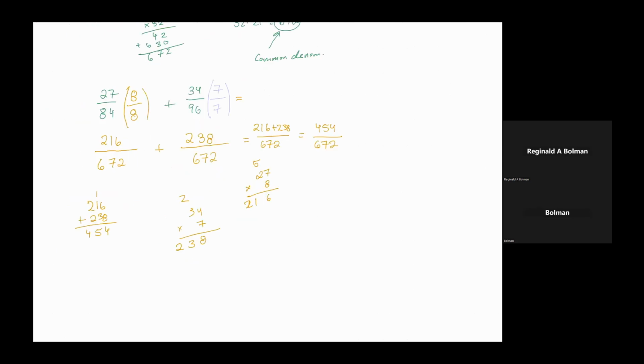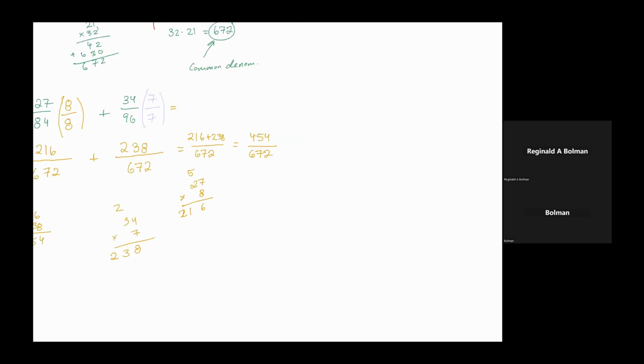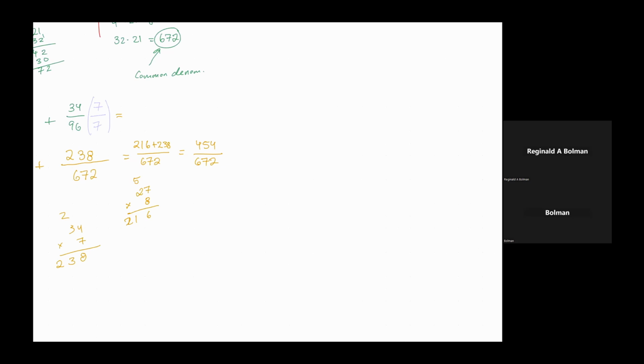Double check this addition, but it looks correct to me. So now you'll generally be left with a fraction that's much easier to manipulate. We're still not done because the fraction on the top and the bottom can in fact be divided by 2, because you're left with 454 on top and 672 on bottom.